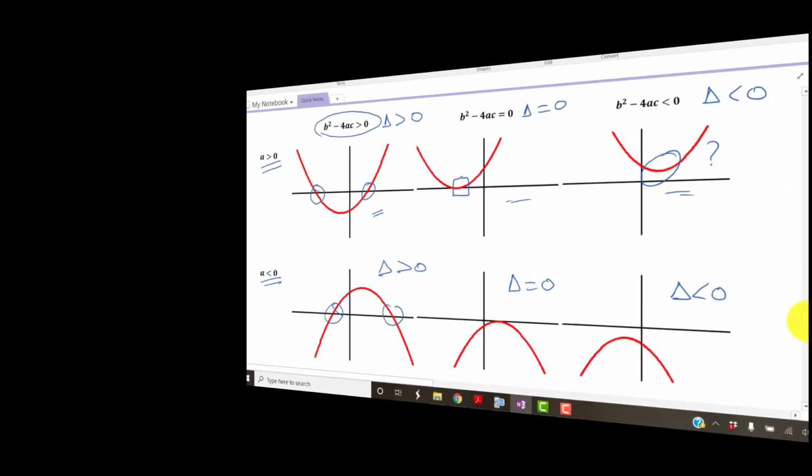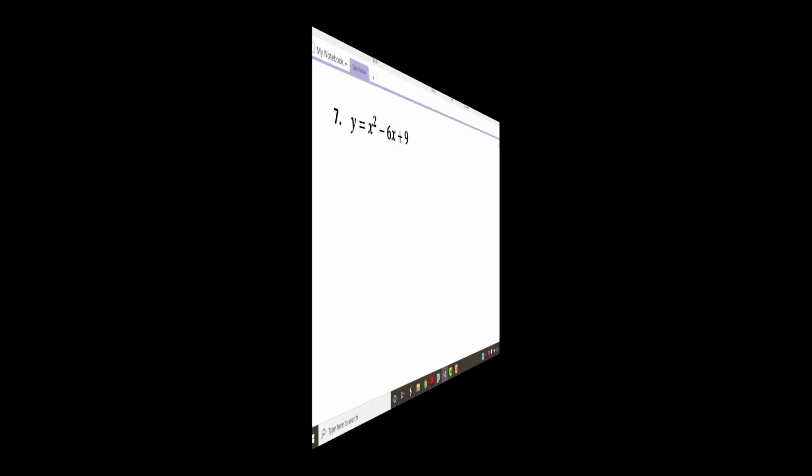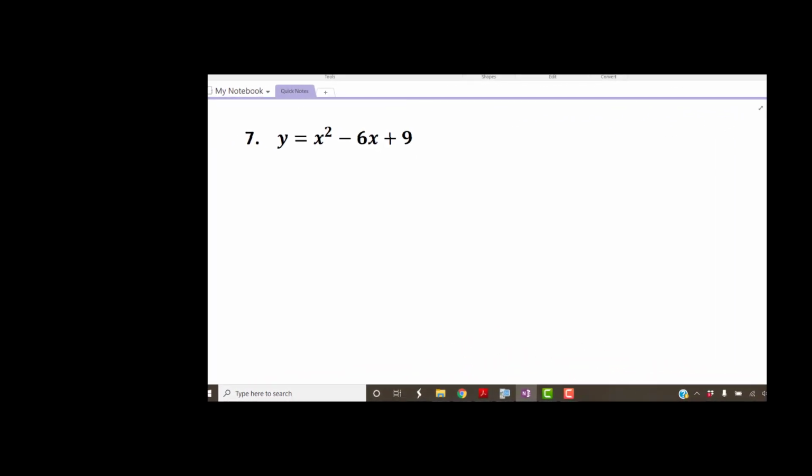Let's go over some examples now. I have two sets of examples for you. In the first set of examples, I'm asking you, just by looking at the equation, to determine how many x-intercepts this equation will have. So what is the value of a? a is 1, b is negative 6, and c is 9, right?